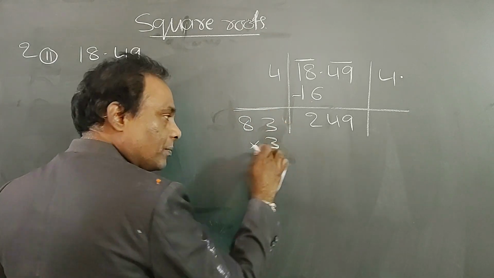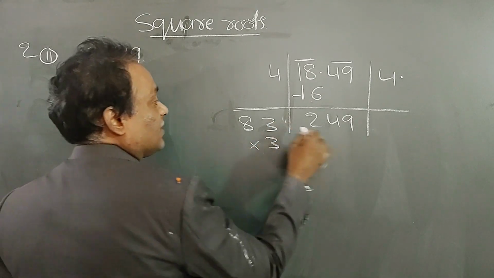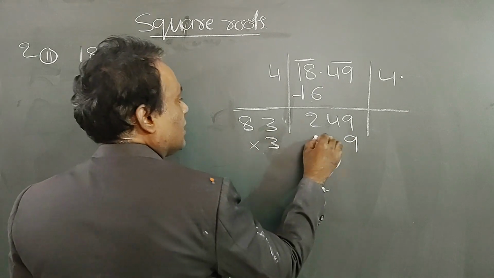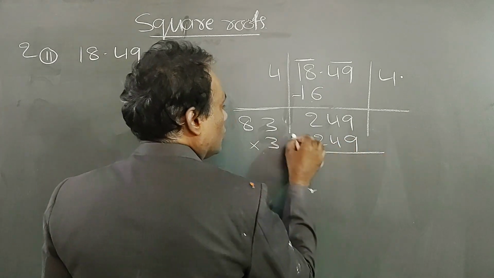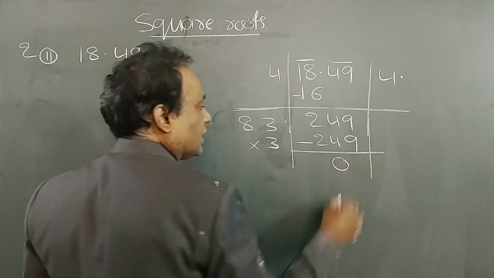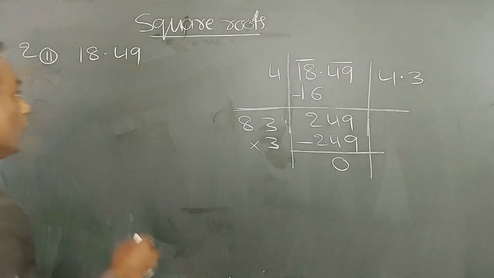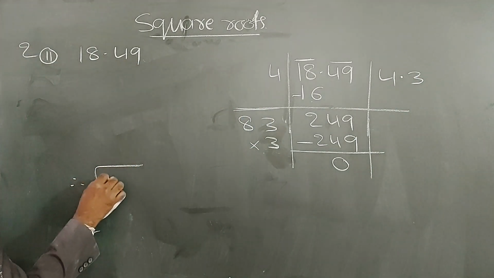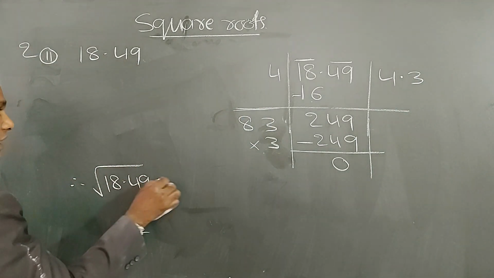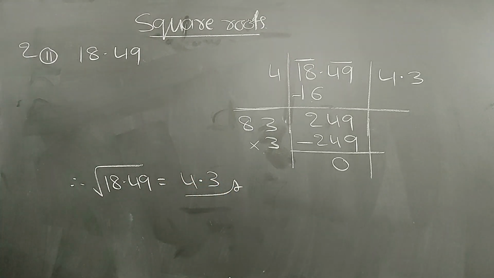If you write 3, multiply with 3 only. Whatever number you are taking, multiply with the same number. 3 3s are 9. 3 8s are 24. So this is subtraction. 249 minus 249 is 0. So what number we took? 3. So therefore, students, root of 18.49 is 4.3, the answer. Write down and do the next problem.